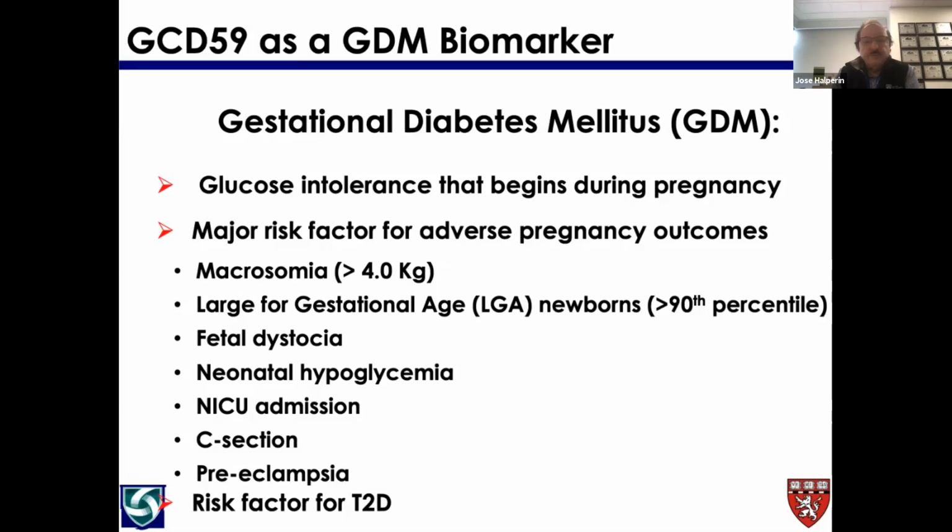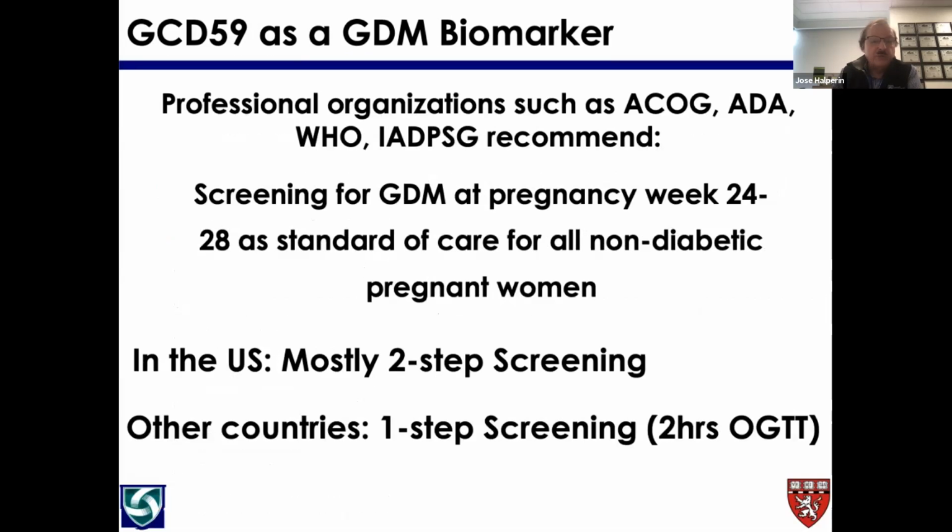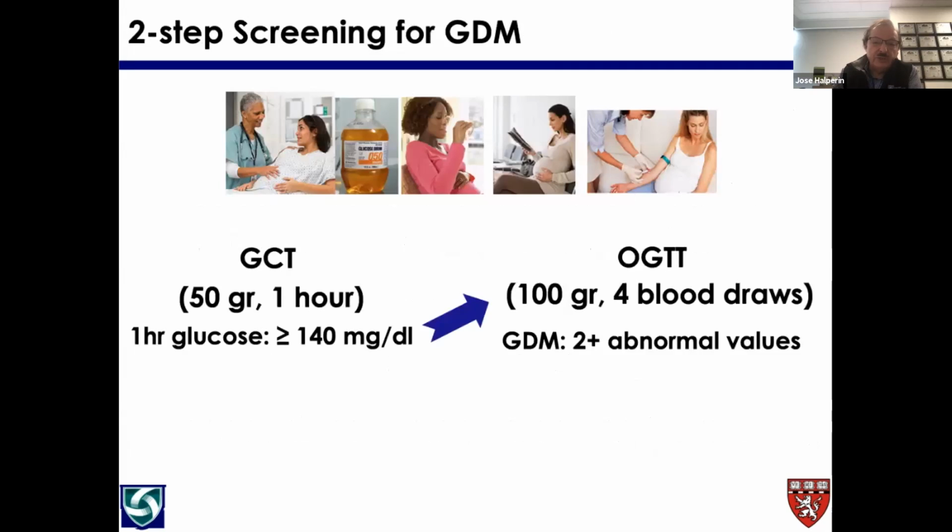For this reason, professional organizations around the world strongly recommend, as standard of care, screening for gestational diabetes in all non-diabetic pregnant women. And the standard of care today is to screen and diagnose GDM at weeks 24 to 28 of pregnancy. This is done through oral glucose tolerance tests. In the US, mostly through a 2-step screening process, and in most other countries through a 1-step screening.